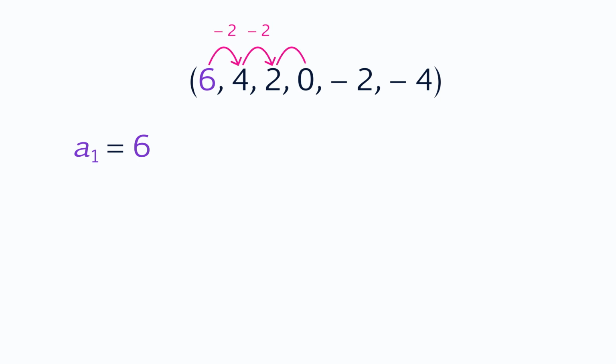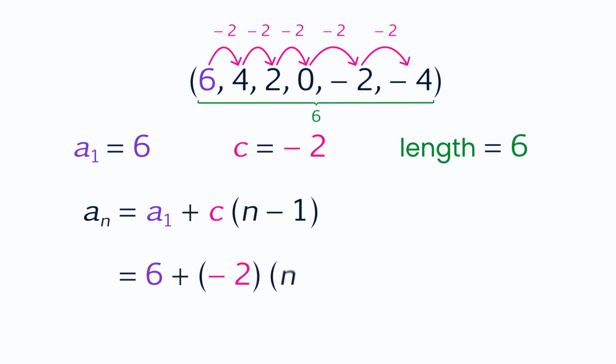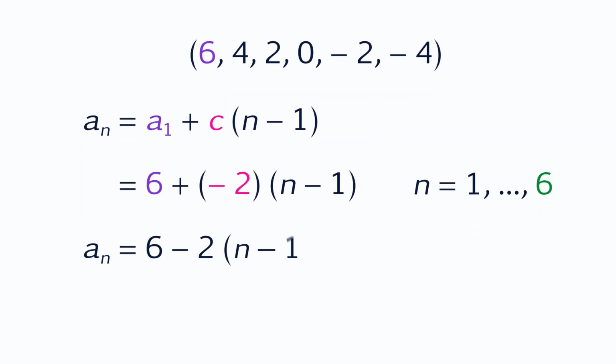The finite sequence 6, 4, 2, 0, minus 2, and minus 4. The first term, a1, is 6. Each term is the previous term minus 2. So, the common difference, c, is minus 2. As the sequence is finite, we need to give the length of the sequence. Here that's 6. So, the formula for the sequence is an equals 6 plus minus 2 times n minus 1, from n equals 1 to 6. Equivalently, you can write an like this. Again, you can optionally perform some algebraic manipulation to show this is the same as 4 minus 2n.